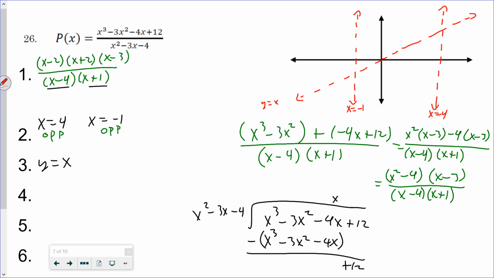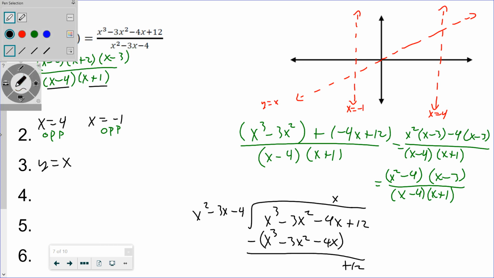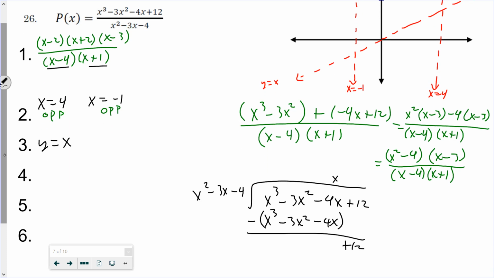All right. And now I'm going to look for my x and y intercepts. So x-intercepts are pretty easy. All you do is set each of your factors on the top equal to 0. Those are your x-intercepts. So I end up having (2, 0), (-2, 0), and (3, 0). Those are my x-intercepts.